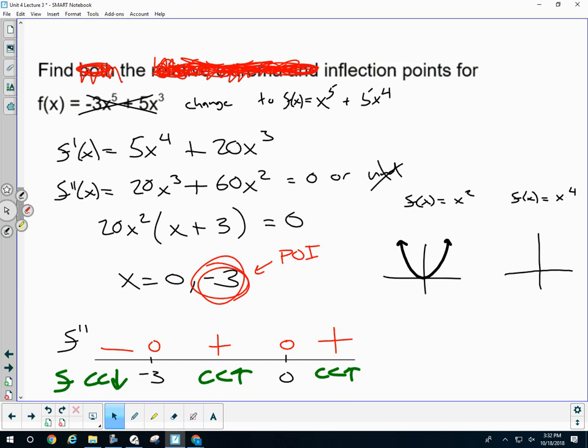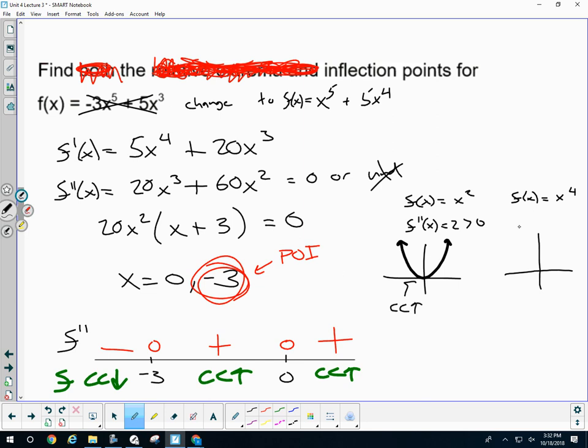Because the second derivative is always positive. What is the second derivative of x squared? 2. Okay? F prime is 2x. F double prime would just be 2. 2 is a positive number, which means this is concave up everywhere.